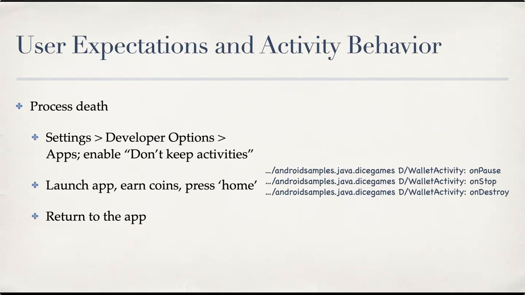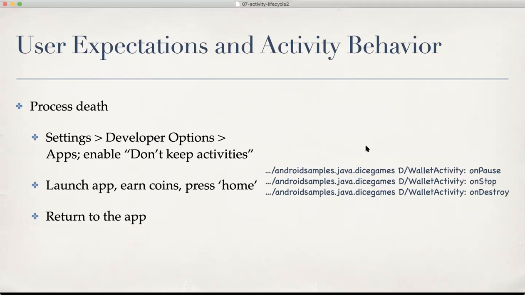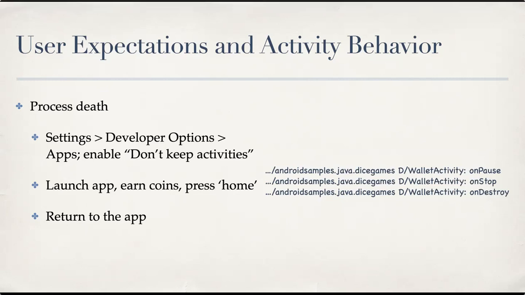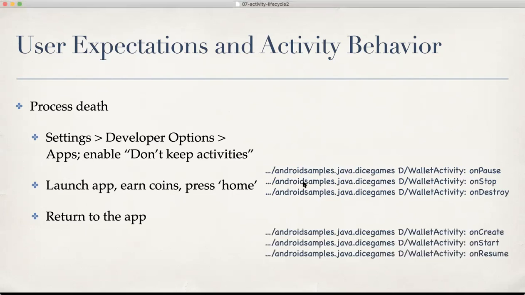Well, the user did not know that the activity was destroyed behind the scenes. So the user still expects the same UI state to be retained. But will that happen? What do you guess? Since the activity is destroyed, the value of the instance variables will not be retained, right? So when you return to the app, you'll see onCreate, onStart, onResume, but the UI state is not restored.